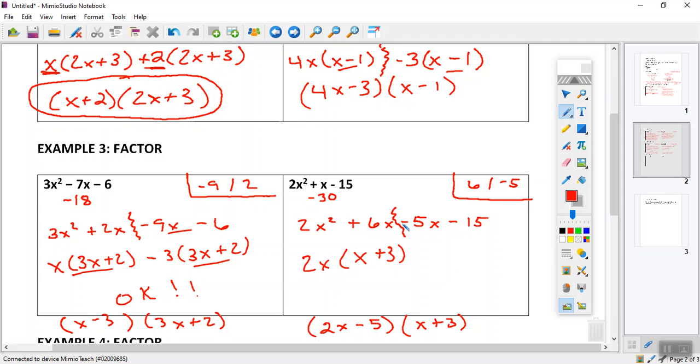What type of value should I take out over here? Negative 5. Oh my gosh, kids, what about my parentheses parts? They're the same. They match, and they're going to be times a 2x and what else? A minus 5 here, so it should be 2x minus 5 is one binomial, x plus 3 is the other.